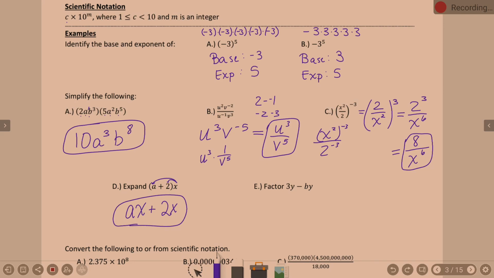E says factor. So do the opposite. Realize that is 3y minus by. And what can I factor? Y. There's a GCF, remember, greatest common factor, of y. If I put the y out front, what's in parentheses? 3 minus b. That's some basics, but they're coming back to you, right?